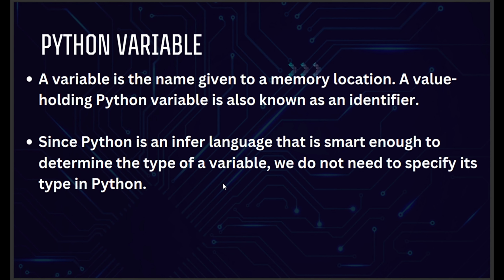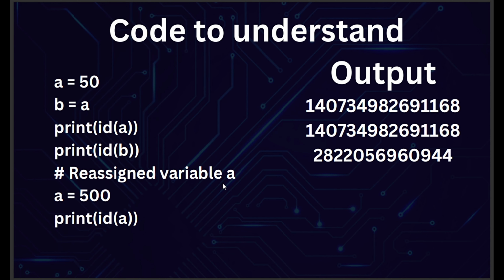In this example, a is equal to 50, and in the same way, b is storing the value of a. When we print the IDs of a and b, you can see that the output is similar, like 14073 and so on. Both are the same, but when we assign a is equal to 500, you can check that the memory location has changed.